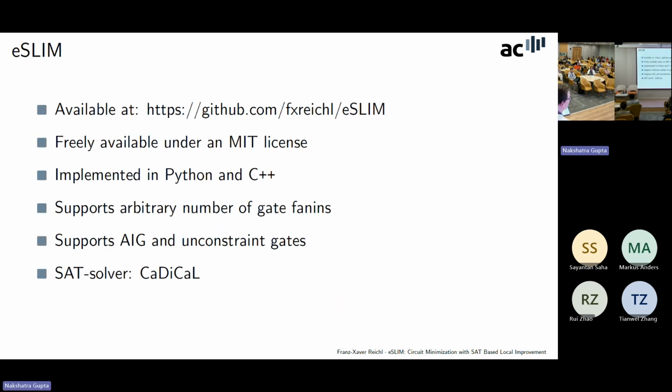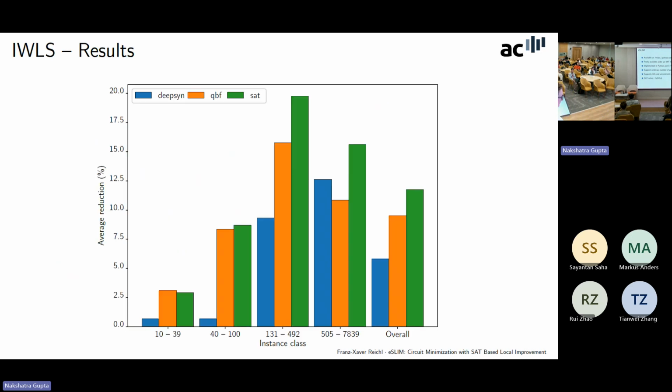Okay, now a few words about the tool. It's freely available on GitHub under an MIT license. It's mainly implemented in Python with some parts in C++. It supports different numbers of inputs of the gates, so not only binary gates, but also gates with more inputs. It also supports specific types of circuits, for example, AIGs, where we only allow specific functions for each gate. And as a SAT solver, we used CaDiCaL.